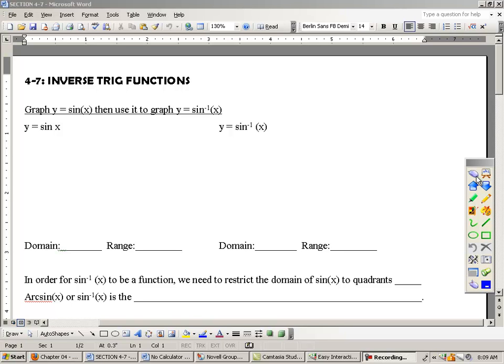Section 4.7. This is the last section in chapter 4. We're going to do inverse trig functions that will help us find an angle where an exact value occurs. We're going to start first and foremost with the graph of y equals sine of x. And again, this is something that we worked on the last couple of days. So have your unit circle in front of you.